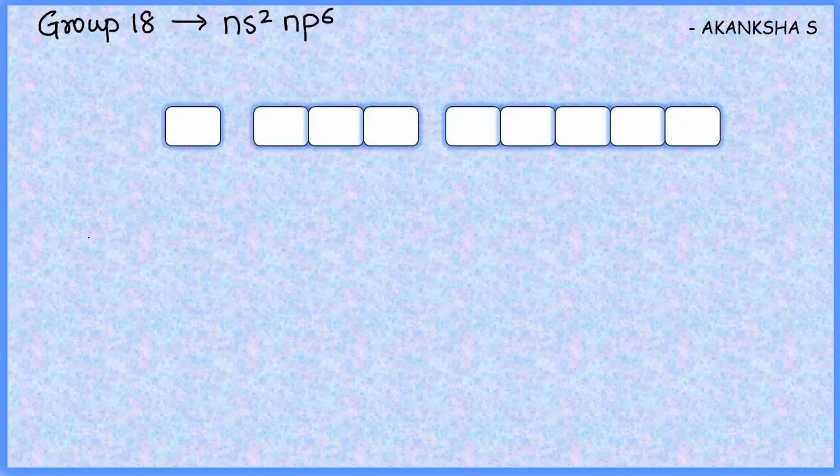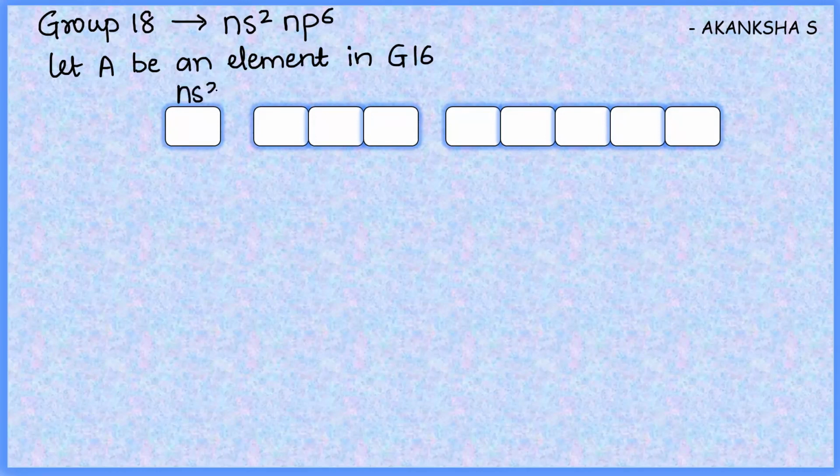Yes or no? Group 18 general configuration is ns2np6. Let's see, let A be an element in group 18. How do we represent it? ns2, np6, nd0. Okay, so let A be there. ns2, right? np6.